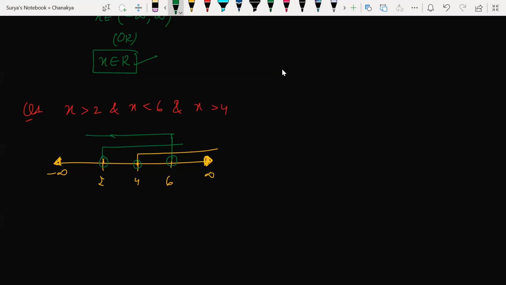Now tell me, I need AND here. What is the common solution here? What is the common for everyone? This is the common region, isn't it? AND is nothing but intersection. I need to write the intersection part, the common solution region of all these inequalities.